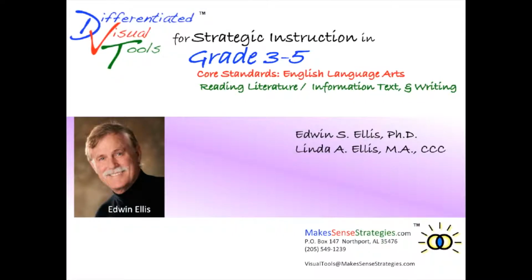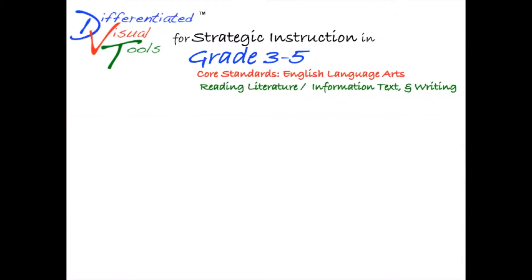I'm Edwin Ellis, and I'm a research partner affiliated with the University of Kansas Center for Research on Learning. In this video, I'm going to provide an overview of the differentiated visual tools for strategic instruction for grades 3 through 5, which is designed for teaching the Common Core standards associated with reading literature, information text, as well as writing. A few key ideas about DVTs.